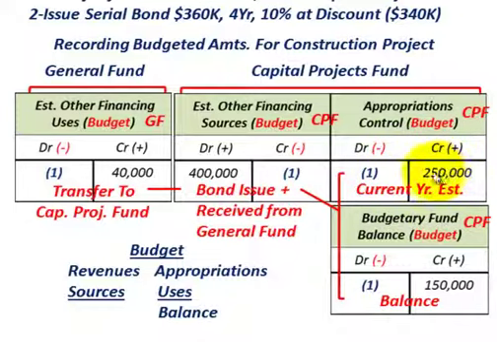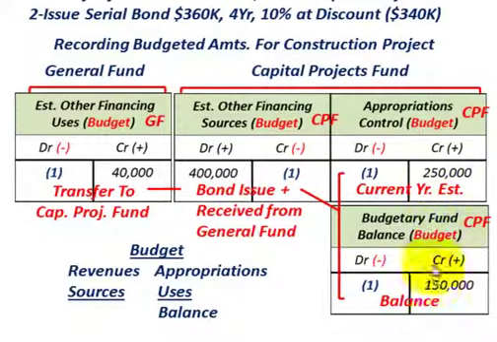We're estimating that we appropriate $250,000 to spend on this new building that we're going to be building. Under the capital projects fund, we'd have the budgetary fund balance, really the difference between our estimated other financing sources, a debit amount of $400,000, and our appropriations control, or estimated expenditures for the year, a credit amount of $250,000. So for the budgetary fund balance, we're going to have a credit of $150,000.